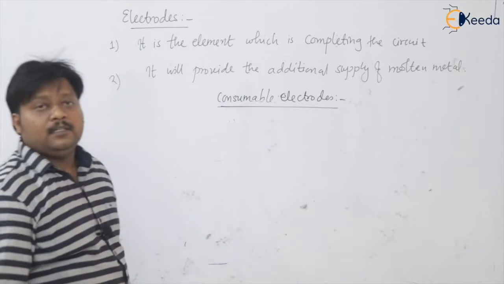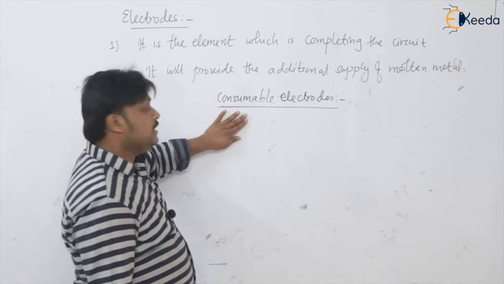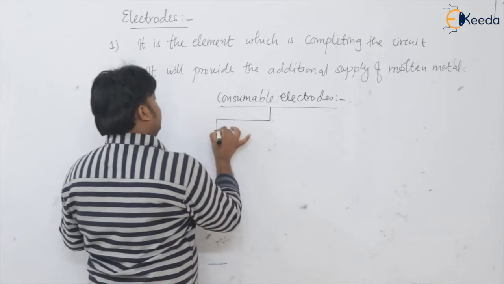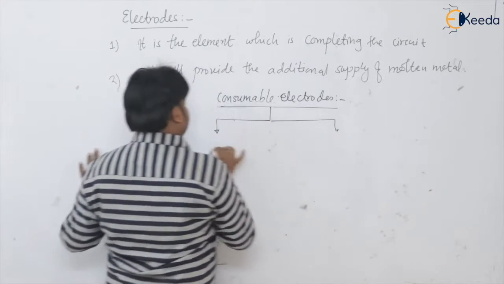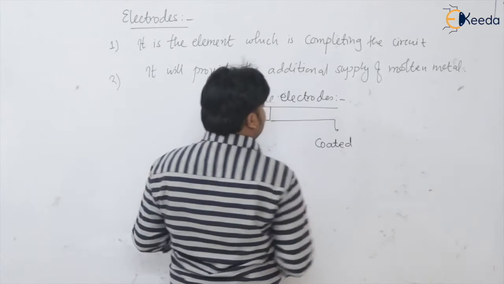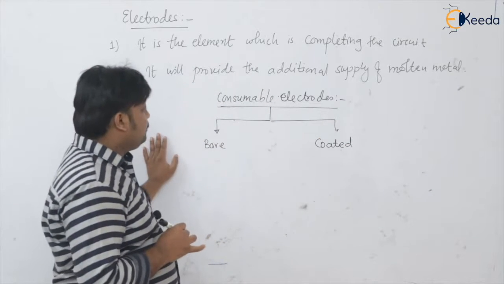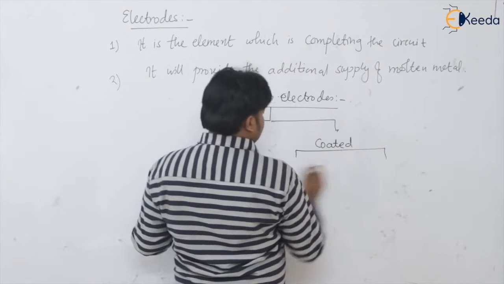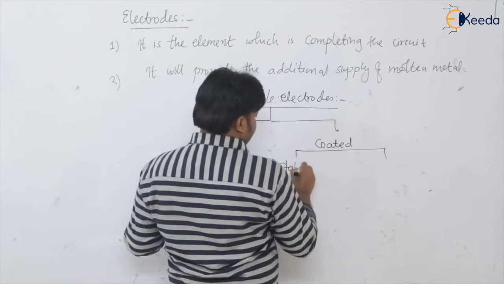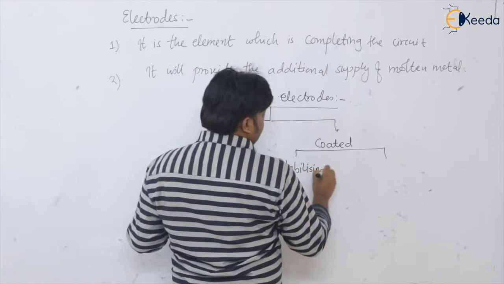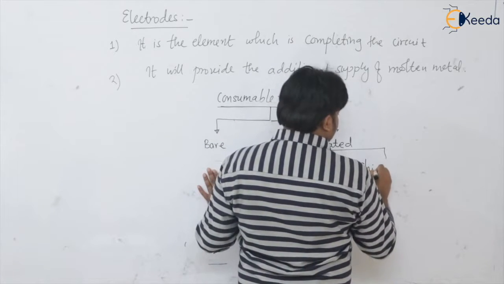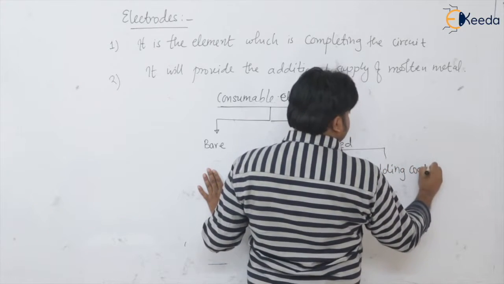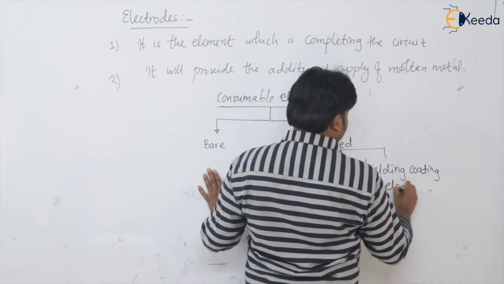So here again, the consumable electrodes are divided into two types, that is, the bare electrode or the coated electrode. Again the coated electrode can be classified into stabilizing electrode or shielding coating electrode, or shielding electrode.